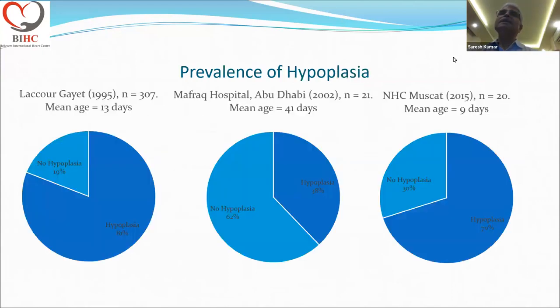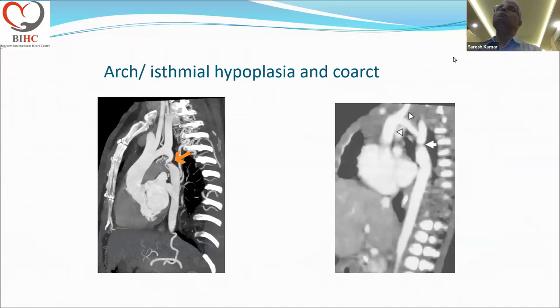In 3 different series that I've been associated with, the first I was not associated with, but the surgeon is closely known to me, Professor Francois Lecourguet, my colleague in Muscat. In a series in 1995, with a mean age of 13 days, he had hypoplasia in 81%. When my group reported a series from Abu Dhabi, with a mean age of 41 days, hypoplasia was there in 38%. When we reported from Muscat with a mean age of 9 days, hypoplasia was there in 7 days. So the message, the younger the child, the more likely coarctation is going to be associated with hypoplasia of the arch.